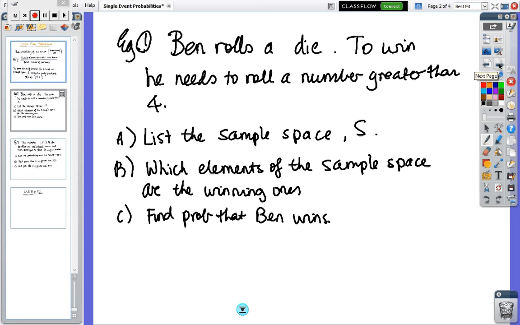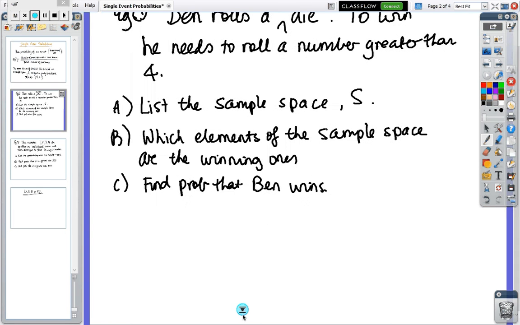Okay, so let's look at some examples. Ben rolls a die, so that's a single die, so just one die. And to win he needs to roll a number that's greater than 4. So list the total sample space. Which elements of the sample space are the winning ones, and what's the chance that Ben wins? Okay, so pause and have a go, and then come back when you're ready.